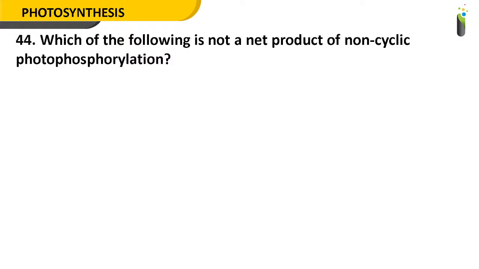Coming to the next question, number 44. Which of the following is not a net product of non-cyclic photophosphorylation? And your options are A, ATP, B, ADP, C, NADPH, D, oxygen. It's quite an easier question again.